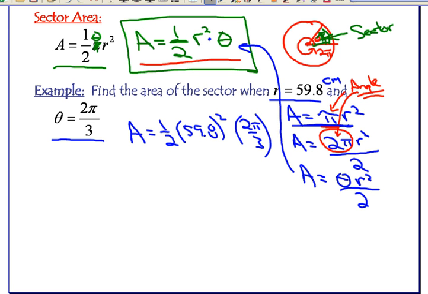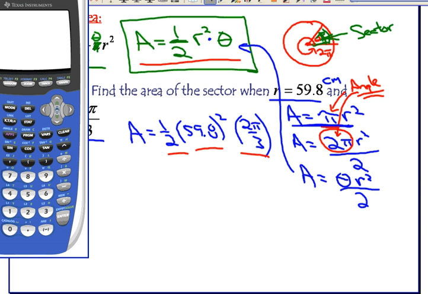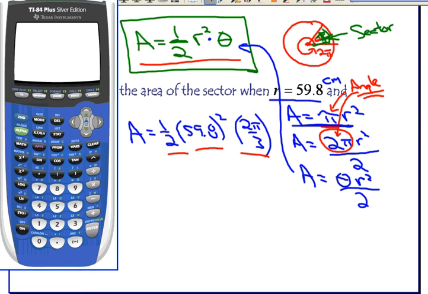Sorry about that interruption. Anyway, we've got 1/2, we've got our r squared, and now we've got our angle, and our angle is measured in radians. And if they ever try to fool you and give you an angle in degrees, you will immediately switch that degree measure to radians. At this point, we are nearly done. Pull out your calculator, and let's get the area of this sector.